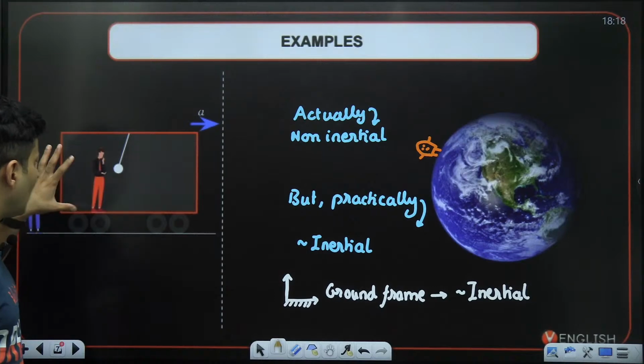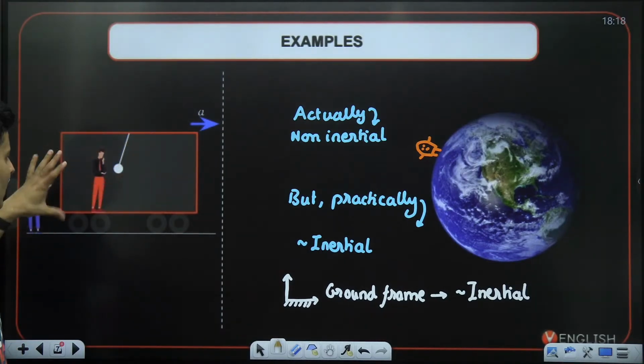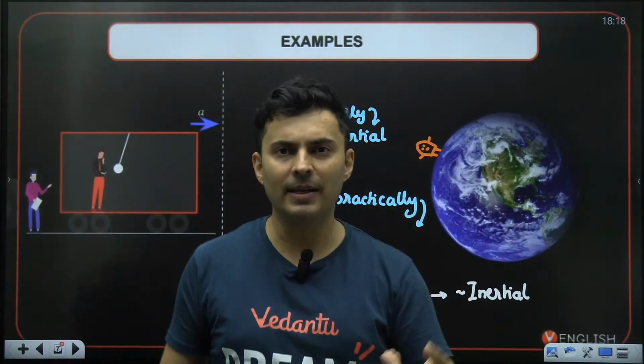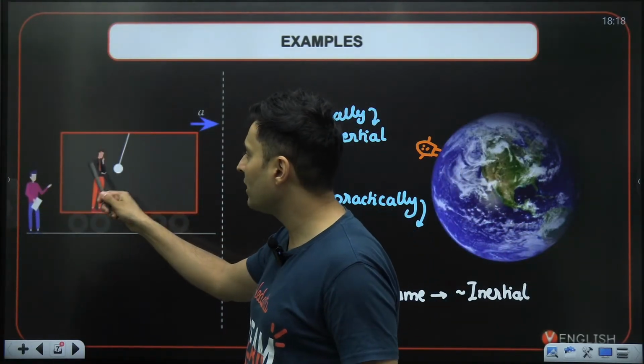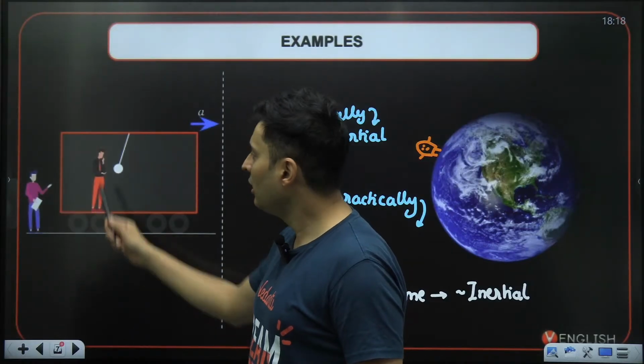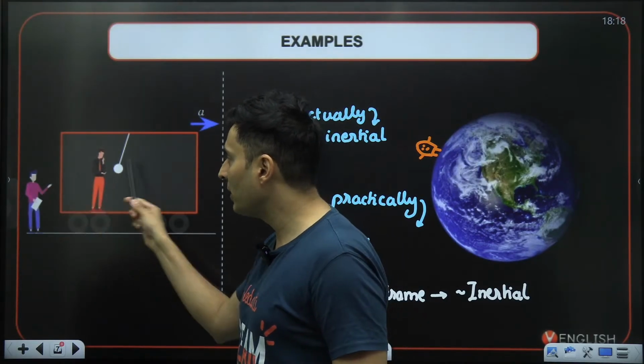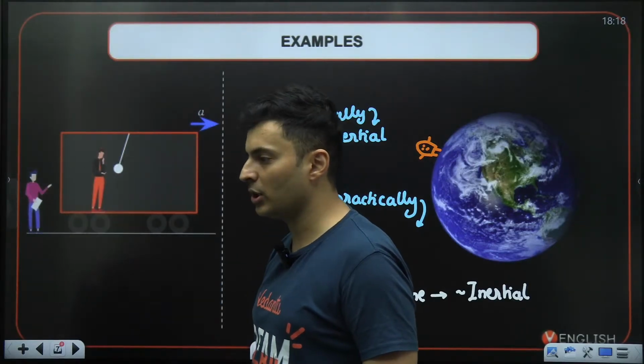Imagine from the ground you see some trolley, some bus, some train, some car moving like this, and it is changing the speed. It's accelerating. Will this observer be inertial? Will this be non-inertial? Think, out of these two people, who is inertial and who is non-inertial observer?